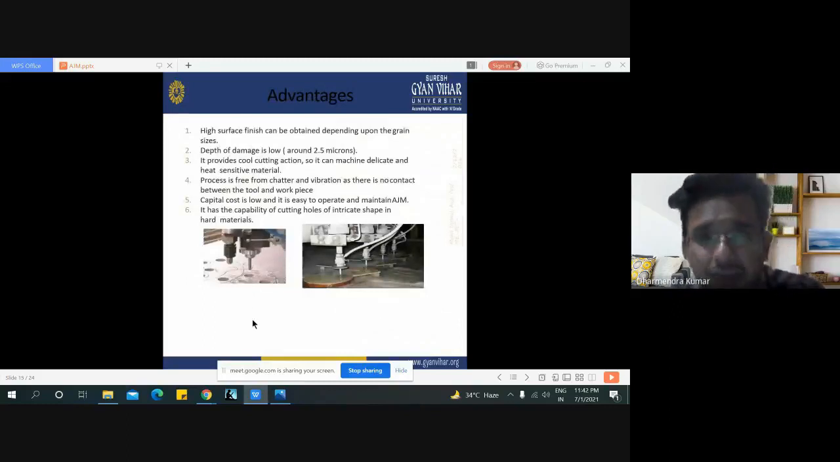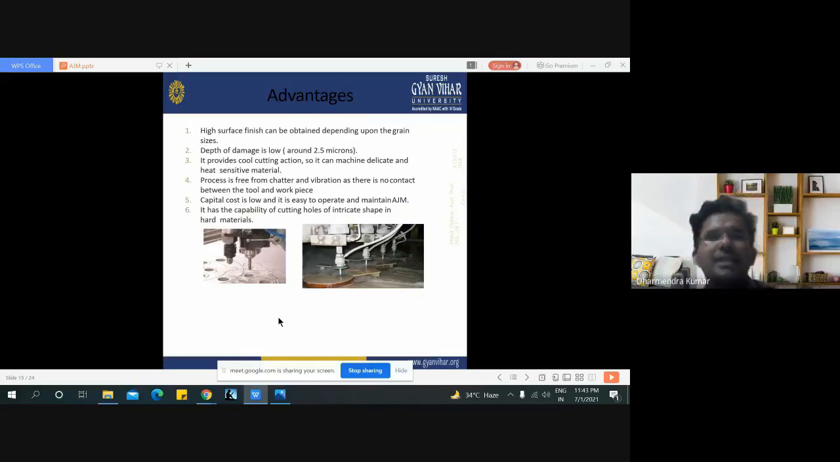Like high surface finish can be obtained depending upon the grain sizes. Depth of the damage is low, around 2.5 micron. It provides cool cutting action, so it can machine delicate and heat sensitive material also. Process is free from chatter and vibration, as there is no contact between the tool and the workpiece. The newer manufacturing process or advanced manufacturing is also known as non-contact manufacturing process.